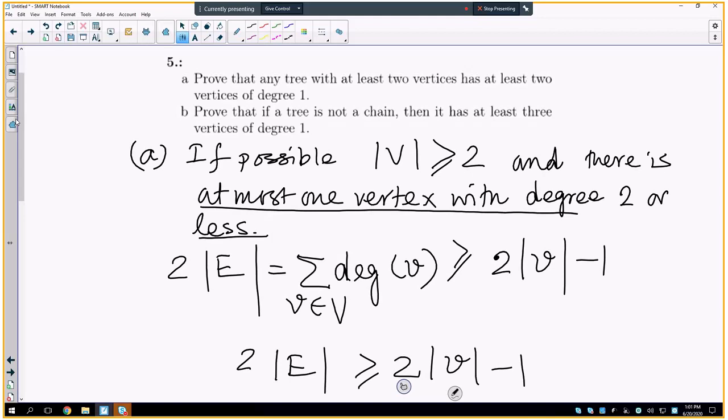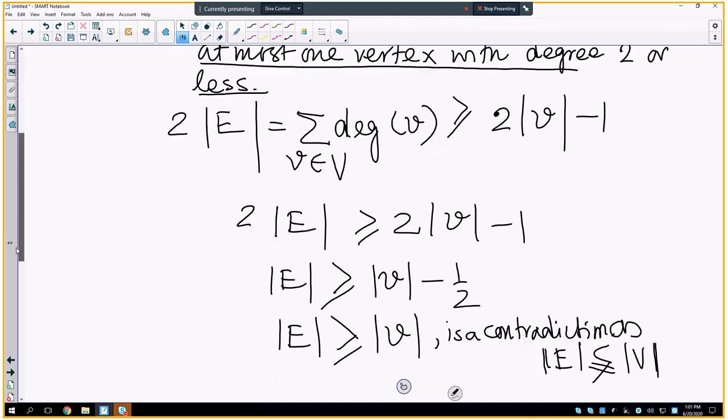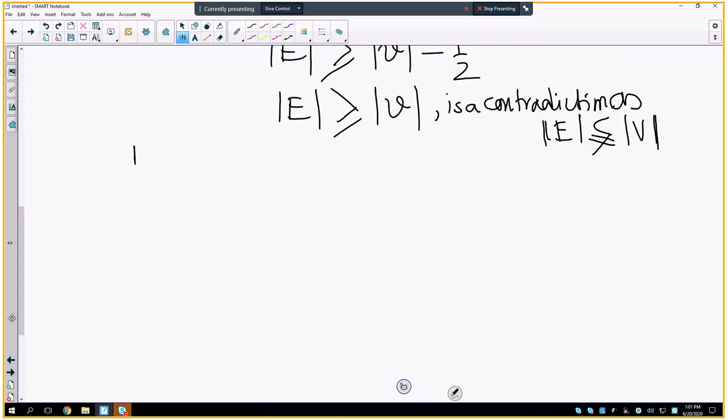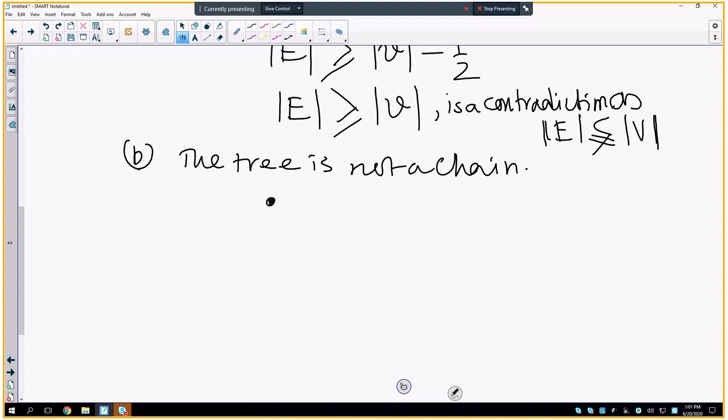B is saying, prove that if a tree is not a chain, then it has at least 3 vertices of degree 1. Okay, so not a chain means what? A chain situation means if you have a tree where each intermediate vertex has degree 2 and the terminal vertices are of degree 1. So this is a chain. But my tree is not a chain.